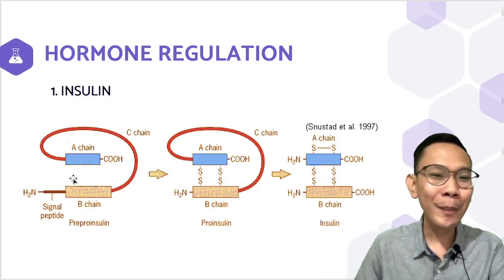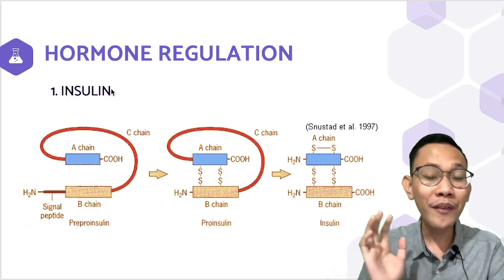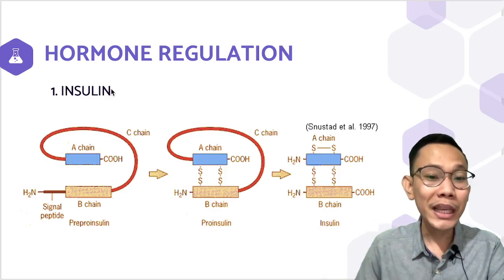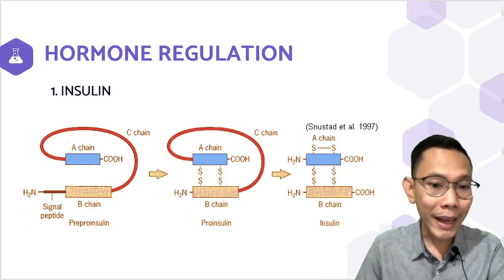So sa CC2, madidiscuss yung endocrine, specifically your insulin. But right now, I just want to emphasize how insulin is being produced. Again, your insulin is produced in your what cells of your pancreas? It's in your beta cells.